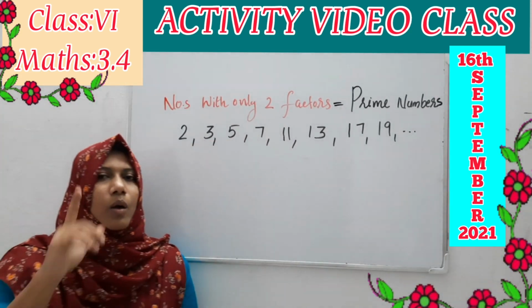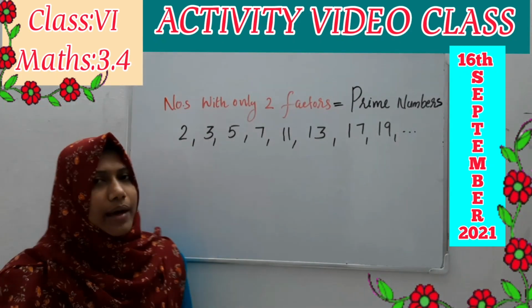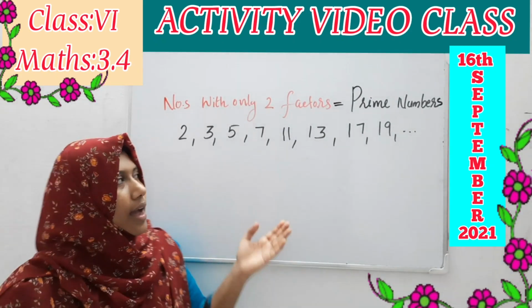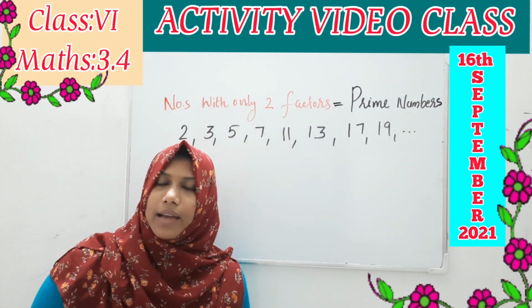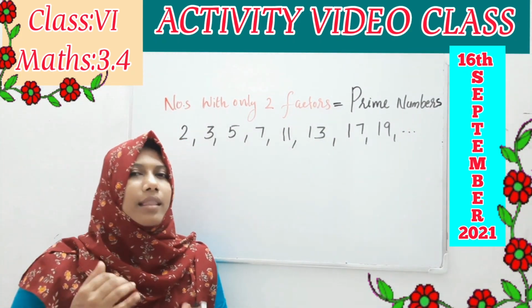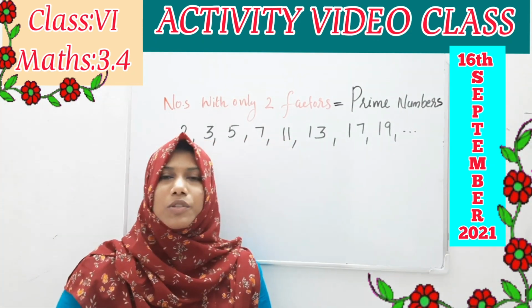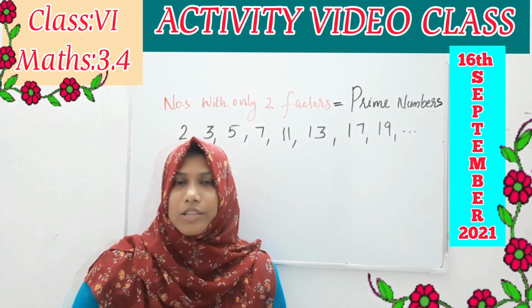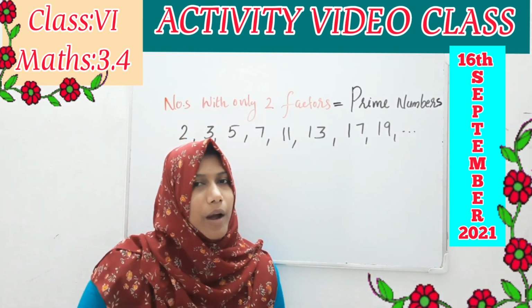A prime number possesses one and the number itself as factors. So we can say composite numbers are numbers with more than two factors. Why should we start from here? Now we are going to factorize a number. I'll show you an example so you can easily attempt the problems.